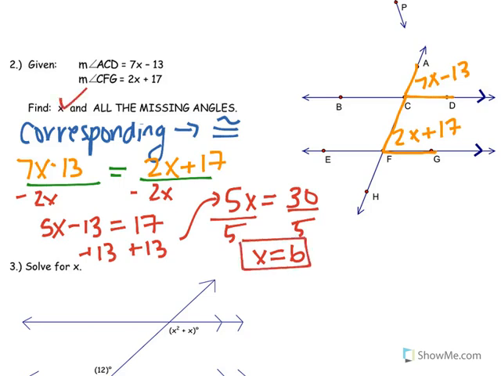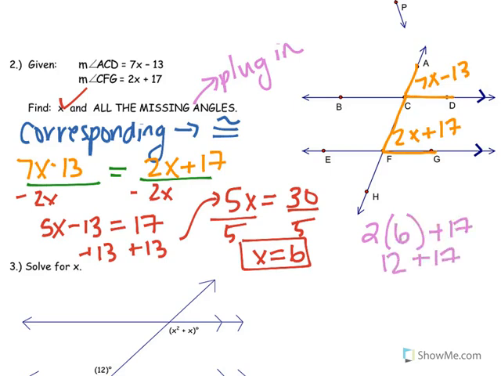So I found x, which is good, okay, but the directions say to find all of the missing angles. Well, remember, whenever the directions say find all of the missing angles, that means I need to evaluate. I need to plug in, right? I'm going to pick the bottom expression here because it's a little bit nicer. So 2 times 6 plus 17, that's 12 plus 17. I believe that is 29 degrees. So that means that this angle right here was 29 degrees.